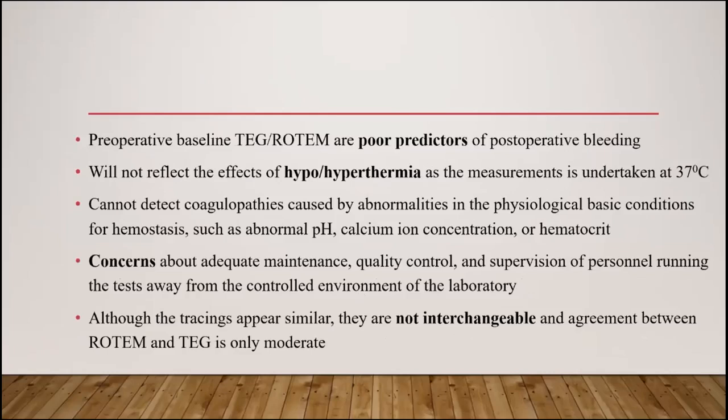TEG and ROTEM do not reflect the effect of hypo or hyperthermia because these measurements are done at a temperature of 37 degrees, which is the body temperature. So they do not reflect the change of hypo or hyperthermia on the coagulation parameters. They cannot detect coagulopathies caused by abnormalities in physiological conditions like abnormal pH or calcium ion concentration.